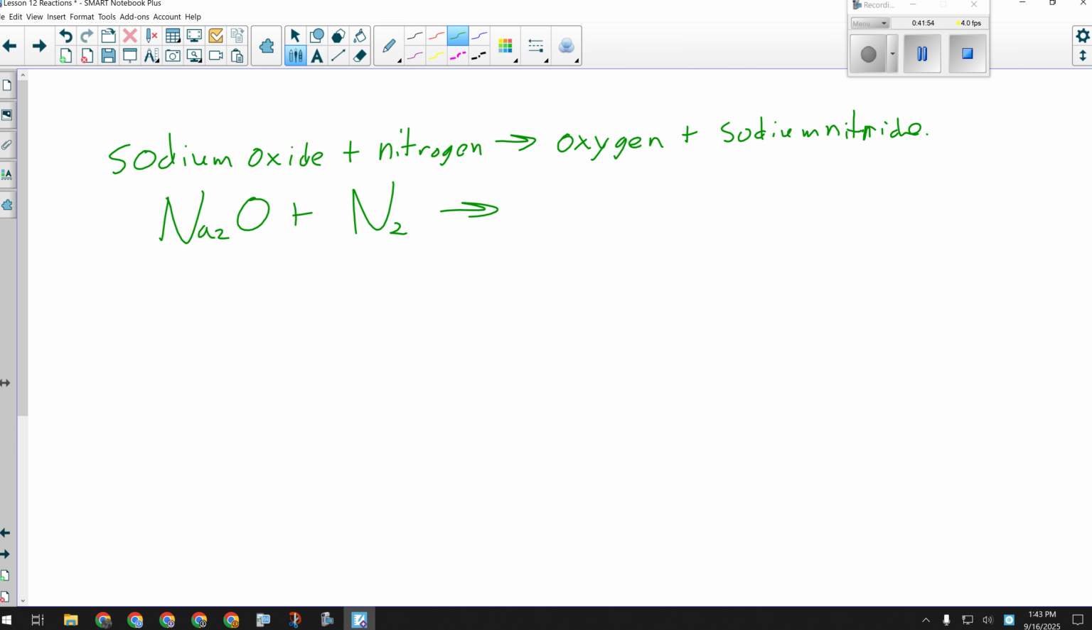Okay, it is going to make oxygen, O2, plus sodium nitride. Na with nitrogen, that's a -3, that's a +1. Na3N, okay? Biggest number is 2, and it is on both sodiums, so biggest number is 3, and it is on the sodium, so let's balance that first. Lowest common multiple of 2 and 3? 6, okay, so I need a 3 here.